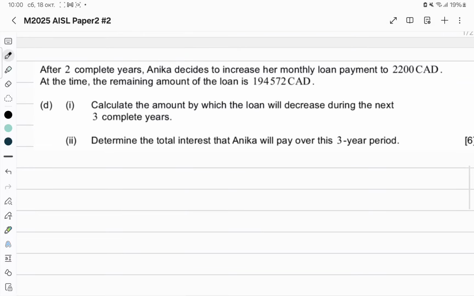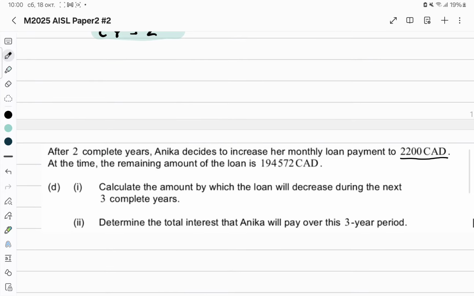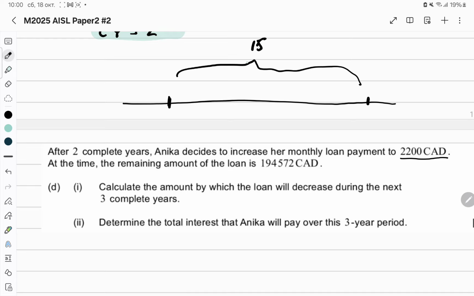In this part, it says that after 2 complete years, Anika decides to increase her monthly payment to that amount of money. Okay, so maybe we will make a timeline to understand how this works. So she has a saving, then 15 years total. But after 2 complete years, she decides to increase her monthly payment, because probably she had a better financial situation and wants to decrease the loan.